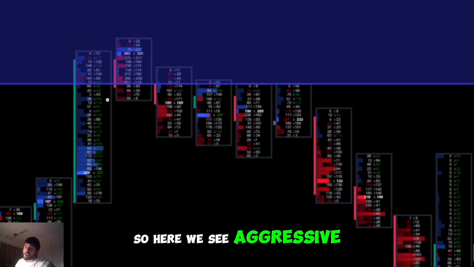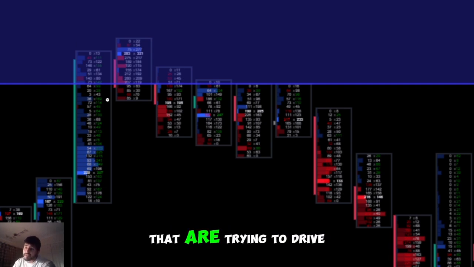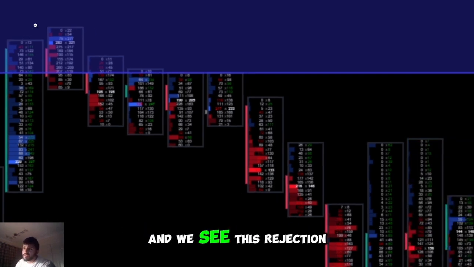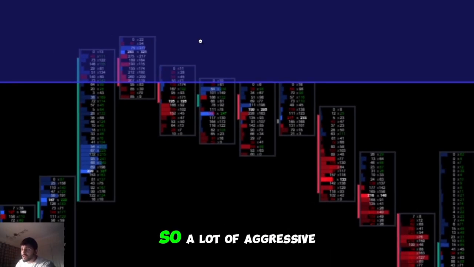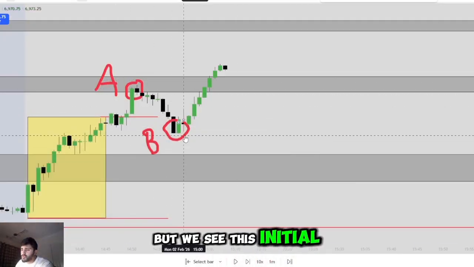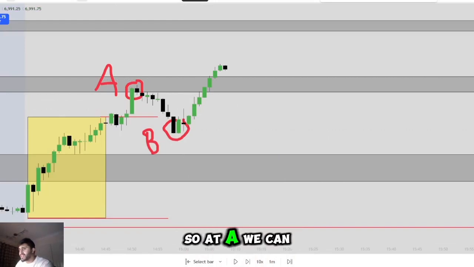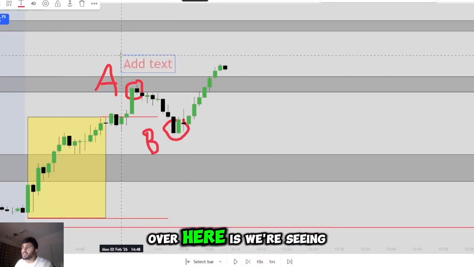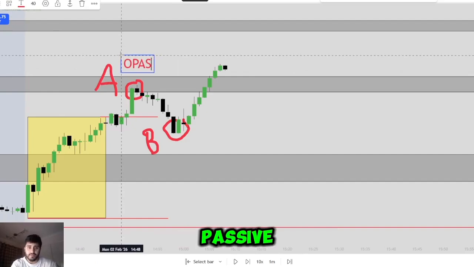So here we see aggressive buyers, or more buy orders that are trying to drive price up, and we see this rejection lower. So a lot of aggressive buyers are present, but we see this initial rejection lower. So at A, we can start to label this, right? At A, what we're seeing is passive. Is it going to be buyers or sellers?